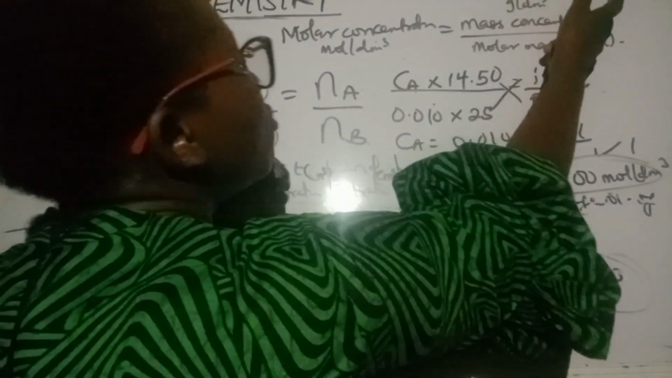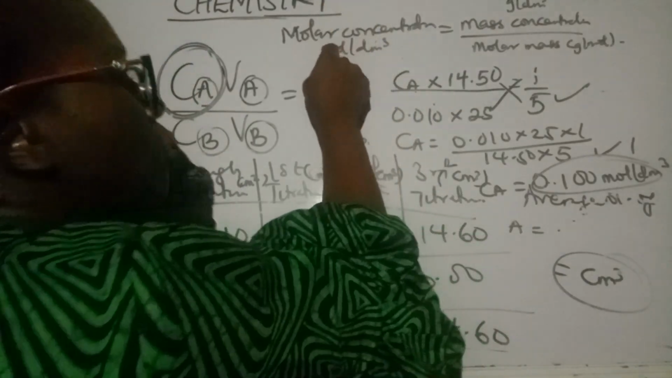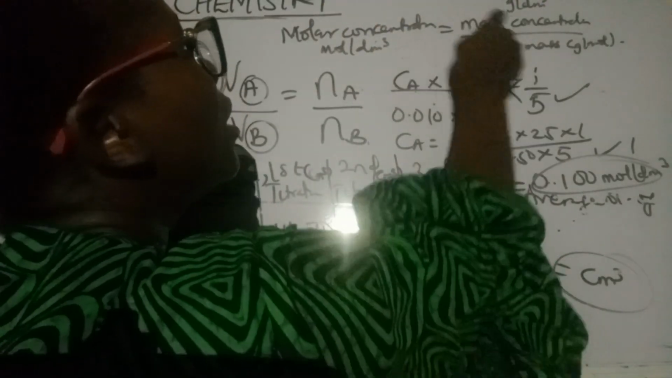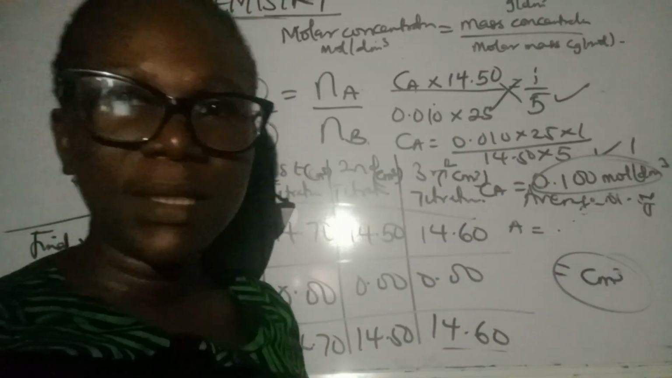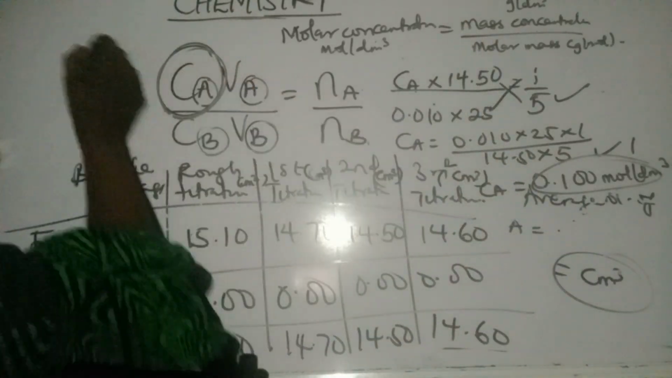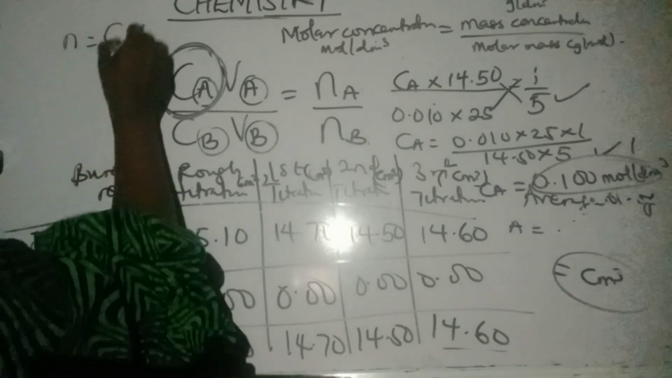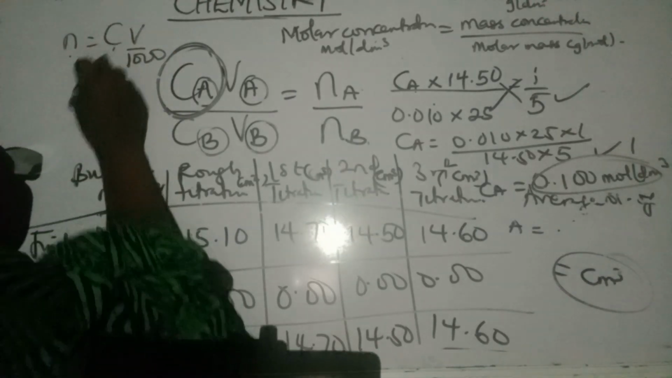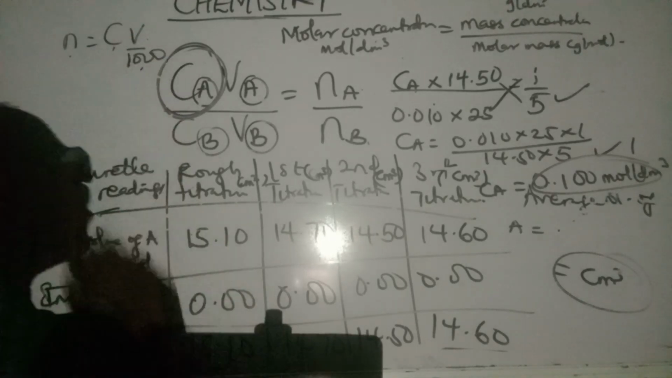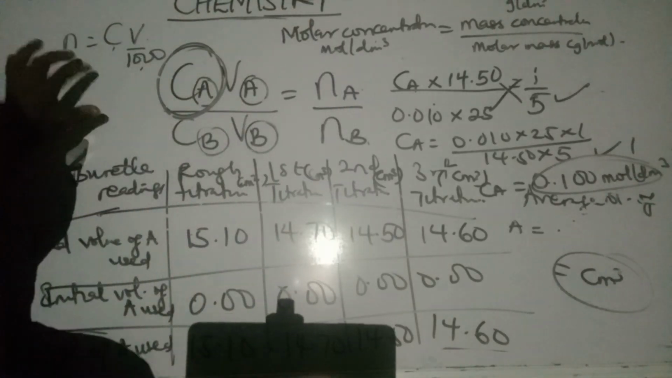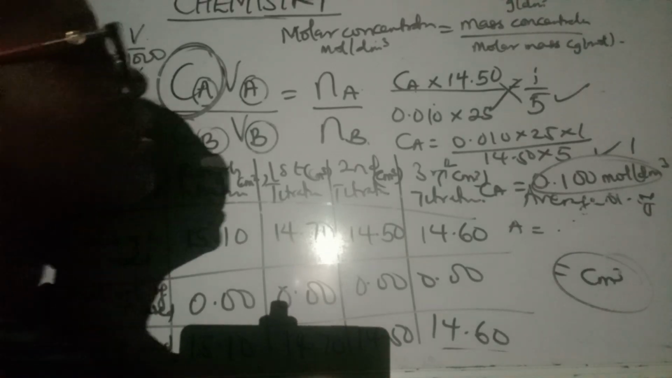So if you want to calculate molar mass concentration, you can always get maybe your molar concentration here, and then you work out molar mass, multiply, and then you get your answer. So this is one formula. And the last formula which is going to be useful is N is equal to CV over 1000, where N is number of mole, and this is molar concentration multiplied by volume over 1000. So this is also going to be very useful for you, depending on the question that is given to you.